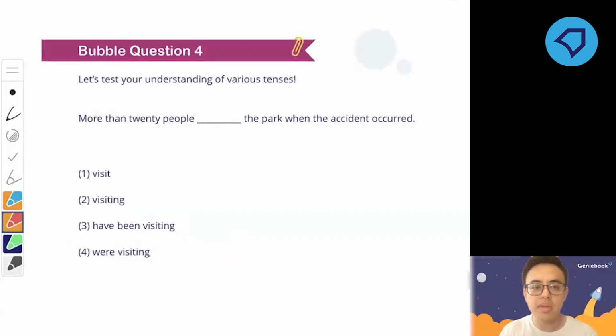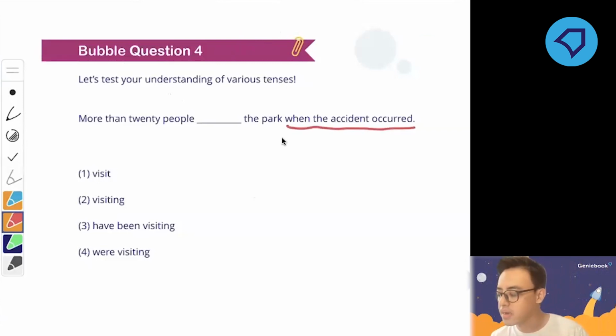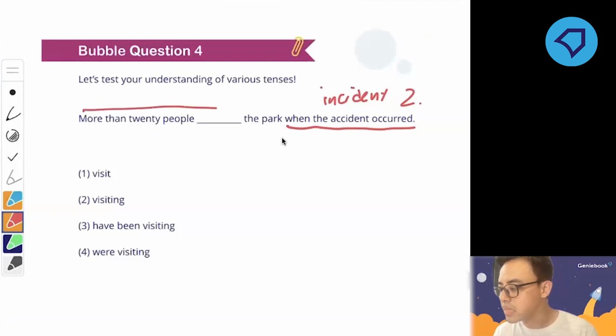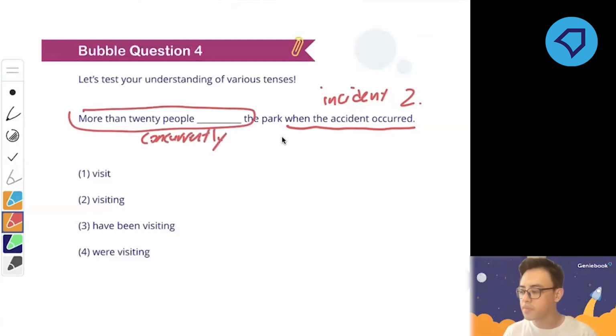Number 4, 1 minute starts now. Okay, next one. More than 20 people. This is the clue: when the accident arrived, it tells us that scenario 2 or incident 2 is happening. So at the same time when incident 2 is happening, incident 1 is happening. So we are emphasizing here that this thing is happening concurrently, at the same time.